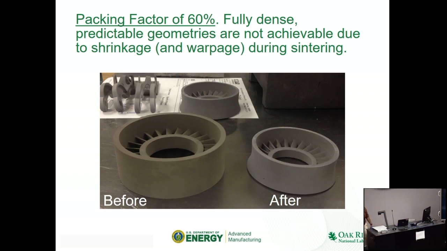What this is actually called in the world of additive manufacturing is a packing factor. So when I was talking about density, we call it a packing factor, of 60%. So it's not fully dense at this point. But one way that I can reach full density is if I sinter it to full density.